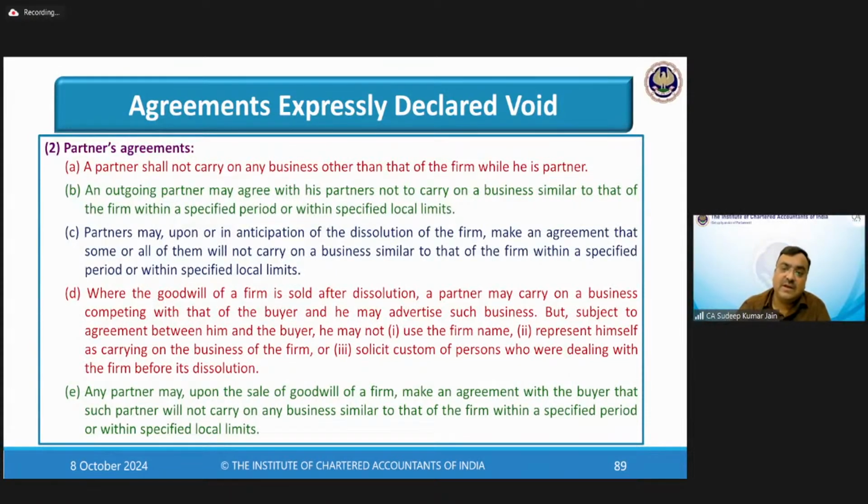advertise such business. If a man is only buying the goodwill, that is, paying money to use our name, then the old partners can carry on the similar business and also can advertise their business, but they cannot use the name of the firm.